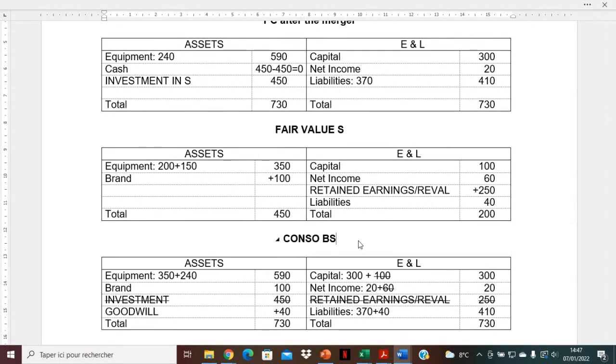So number one, purchase price allocation. Number two, fair value S. Number three, add up everything. Number four, eliminate what's internal and recognize goodwill. And then we are done. And statutory merger balance sheet or consolidated balance sheet lead exactly to the same result.